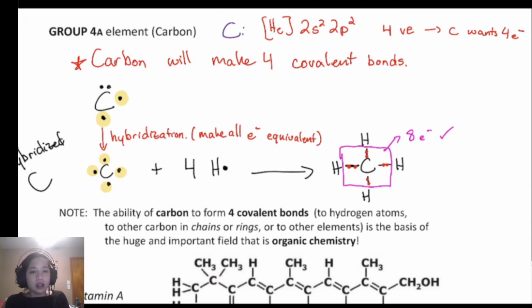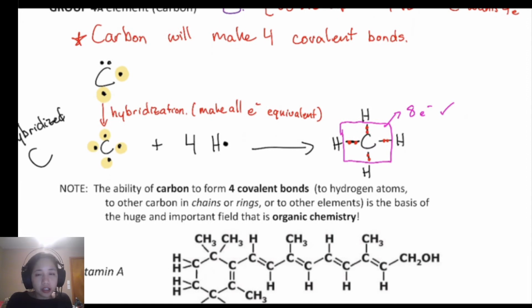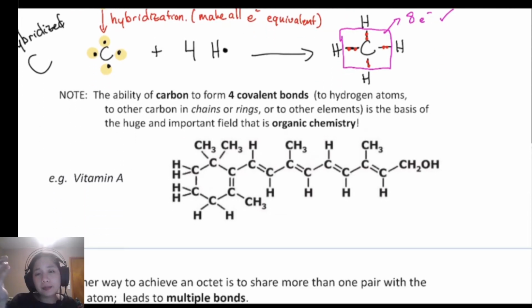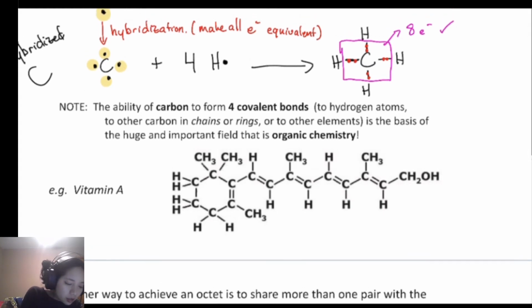Carbon's ability to form 4 covalent bonds to either hydrogens or other carbons is essentially the basis of organic chemistry. So here's an example of an organic molecule. It is vitamin A. If you look at any carbon center and count the number of bonds around it, it will always be 4.